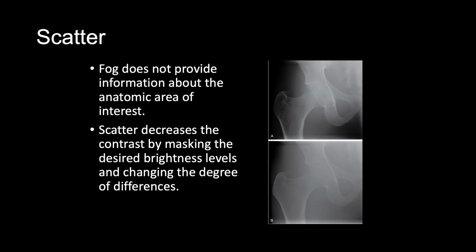Scatter radiation can add unwanted exposure to the radiographic image as a result of the Compton interactions. So if we look here in this figure, scatter degrades or decreases the visibility of the anatomic structure. In A, you can see an image created with less scatter compared with image B. Image B looks very foggy, so image B was created with increased scatter.